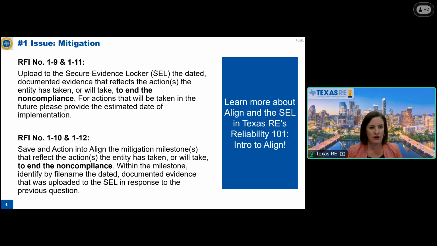The RFI for mitigation milestone to end noncompliance also requires that within the milestone, you identify by file name the dated documented evidence that was uploaded to the Secure Evidence Locker in response to the previous question. So if you follow what these two RFIs are asking when you initially enter and input your mitigation milestones into Align, then you will save yourself the hassle of having to go back and do it later when we send you RFIs.